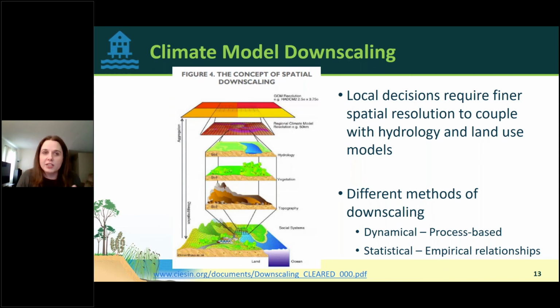This is quite a complex topic. I could do a whole presentation on climate model downscaling, but if you were interested, this was a pretty good document that you can take a look at, and they compare the different methods.